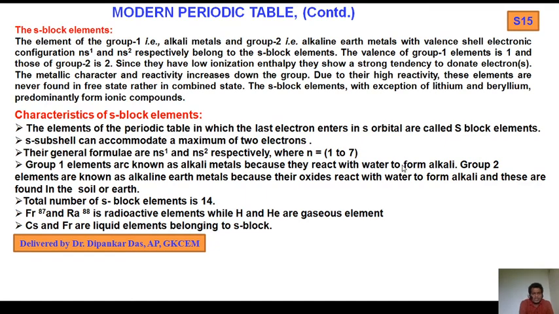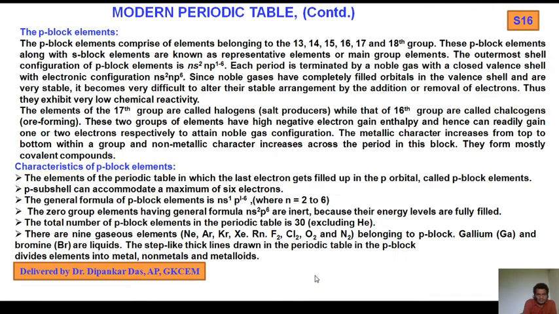So the total number of S block elements is 14. Francium 87 and radium 88 are radioactive elements, while hydrogen and helium are gaseous elements. Cesium and francium are liquid elements belonging to the S block elements. So S block means group 1 and group 2. Group 1 contains 1 electron in its valence shell. Group 2 contains 2 electrons in its valence shell. So group 1 is called alkali metals, group 2 is called alkaline earth metals.